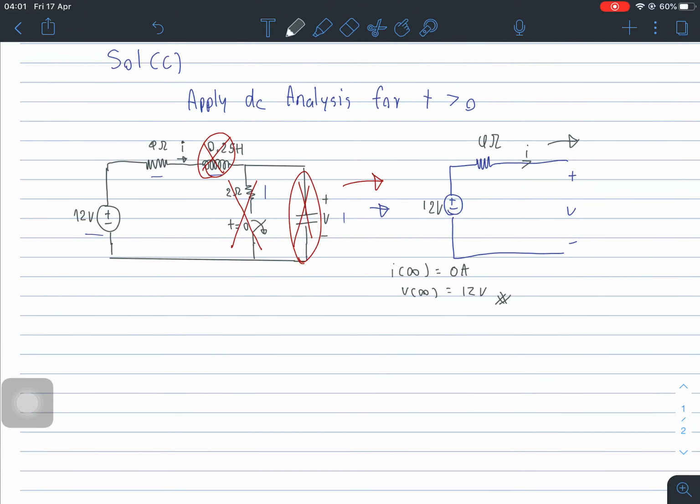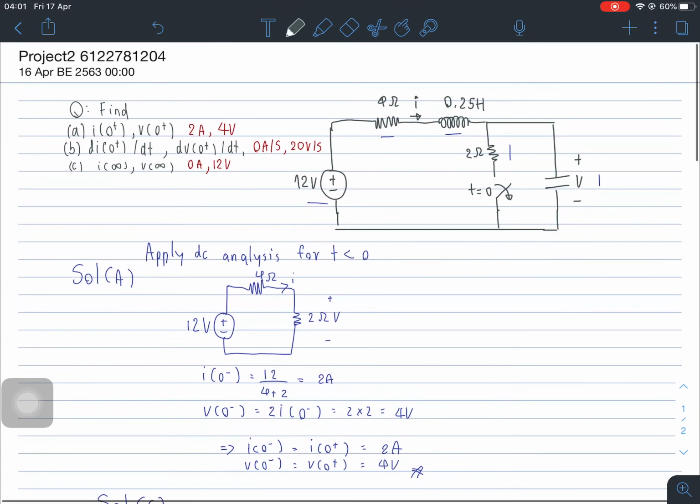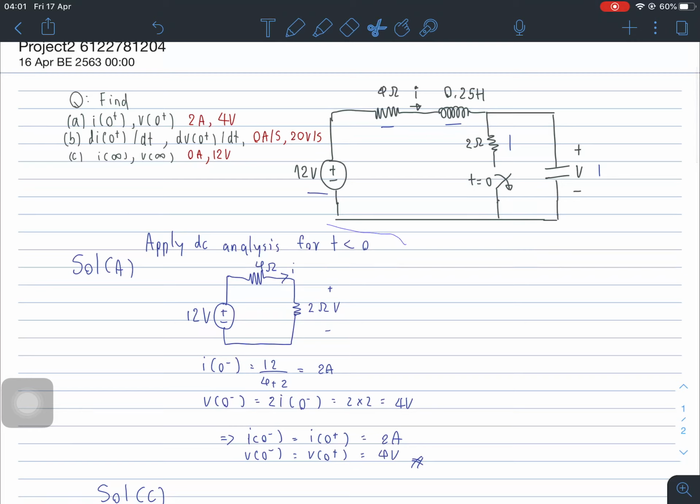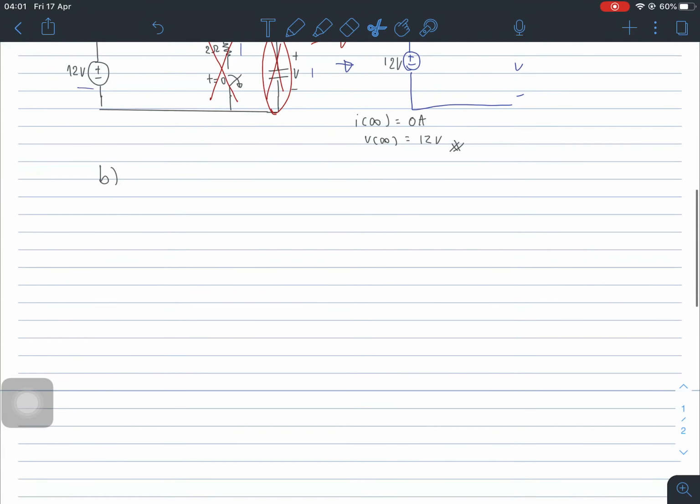And the next one is B. We need to find di(0+)/dt and dv(0+)/dt. So I copy this one again, so we don't need to write it out again.